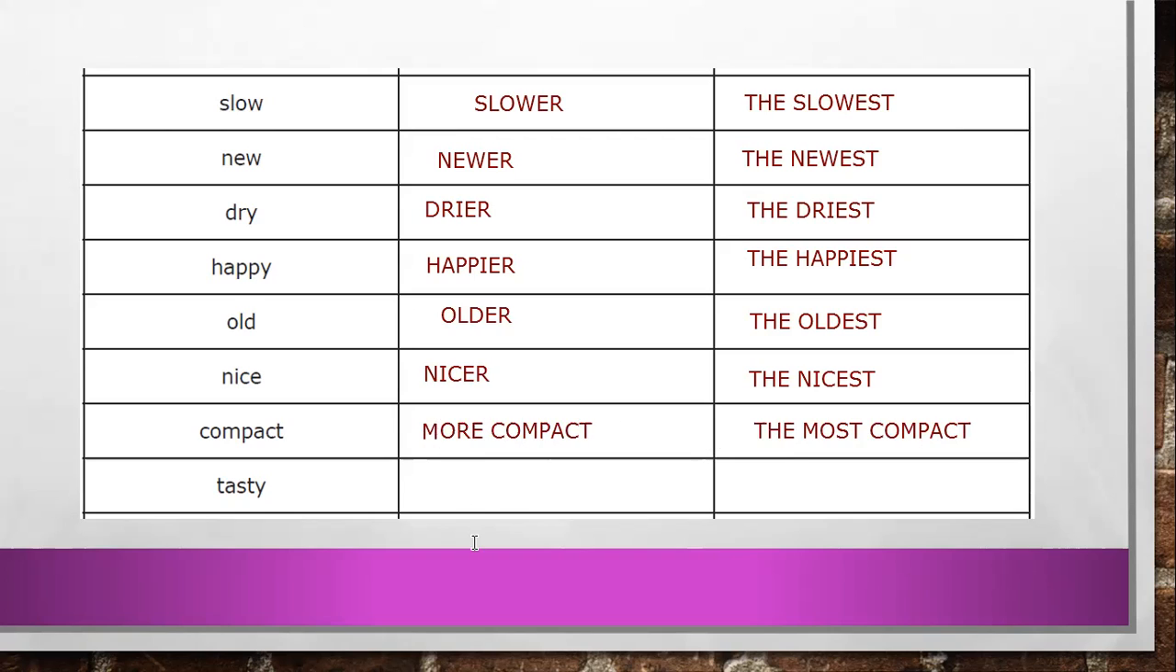Okay, great. And what about tasty? Tasty. Two syllables ending in Y. We're going to say tastier. There you go. And the superlative would be the tastiest. Repeat with me. The tastiest. Great job. Very good.